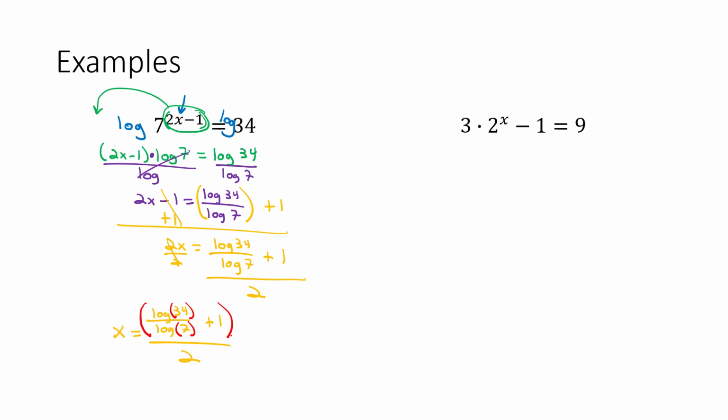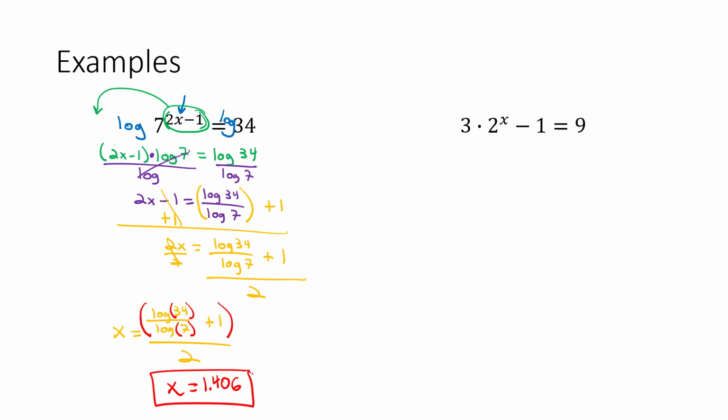I'm going to open a parentheses first and type in the log of 34. Close the parentheses on the log. Divided by the log of 7. Close the parentheses on the log. Plus 1. Close the parentheses on the numerator and divide by 2, and I get that x is equal to 1.406.